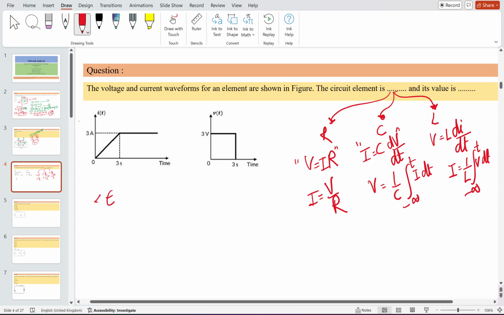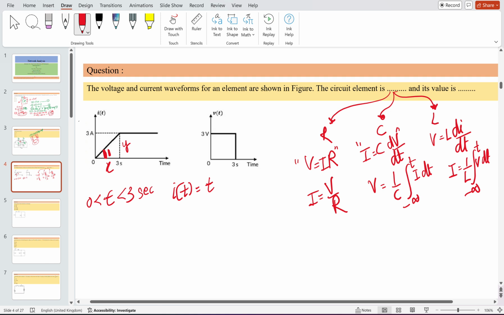Suppose I am taking the time between 0 to 3 seconds. In that scenario, what is the value of the current I(t)? What is the slope here? The slope will be 1, that is 3 by 3, y by x. So tan theta, y by x, is equal to 1. So it is a y = mx kind of graph, and it is equal to t because the slope is 1.